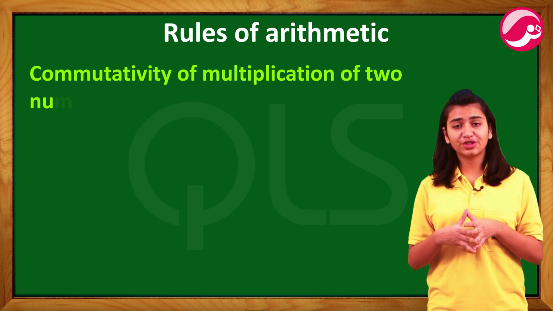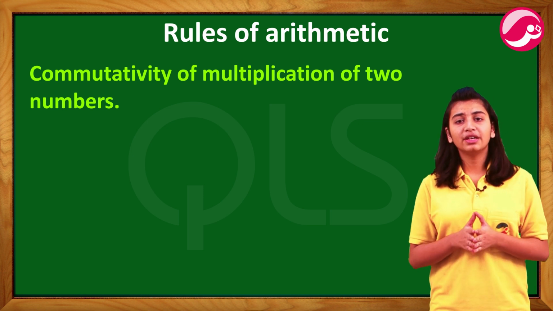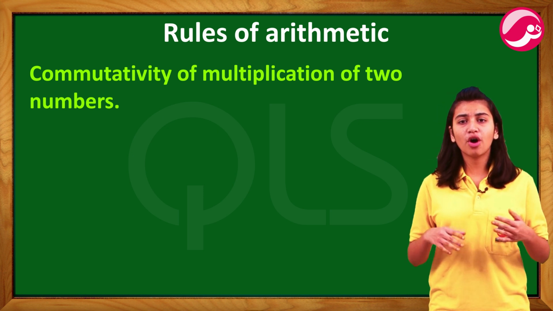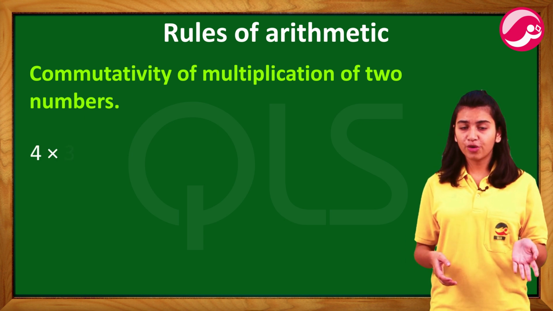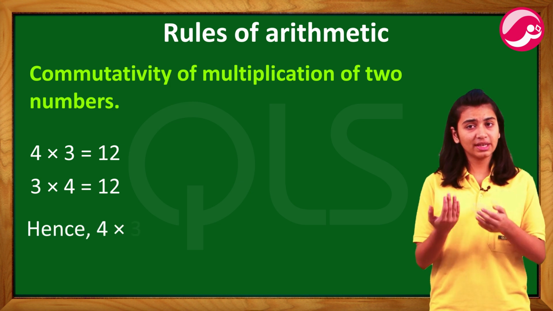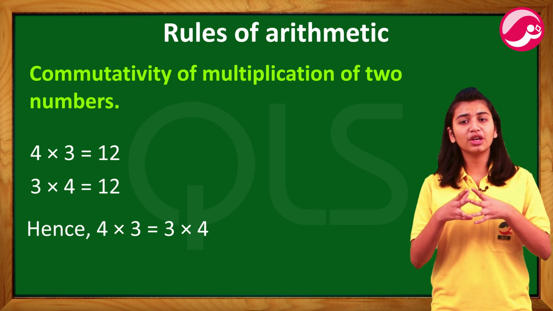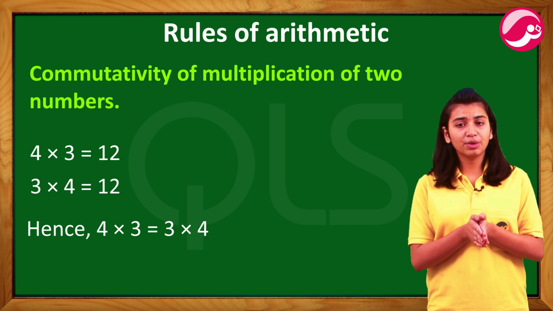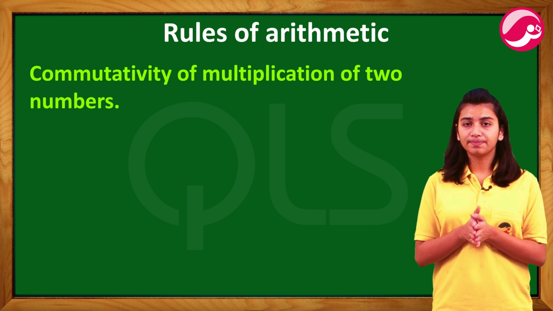Commutativity of multiplication of two numbers. We have seen in the chapter on whole numbers that for multiplication of two numbers, the order of the numbers being multiplied does not matter. So, 4 into 3 is 12, 3 into 4 is 12. Hence, 4 into 3 is equal to 3 into 4. This property of numbers is known as commutativity of multiplication of numbers. Commuting is interchanging the order of numbers in multiplication.